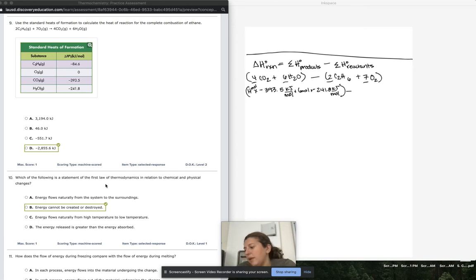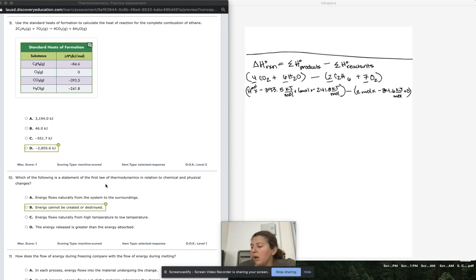I'm going to subtract that from the reactant values. So my first reactant is 2 moles of that ethane. So go back to the table, C2H6 is ethane, and multiply that by its value, which is negative 84.6 kilojoules per mole. Plus 0, because if I look at the chart, oxygen has a 0 value, right? So anything multiplied by 0 is going to be 0.